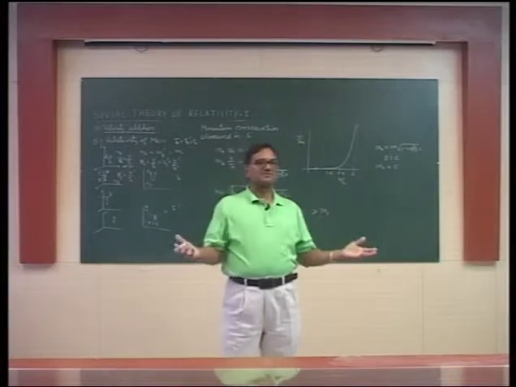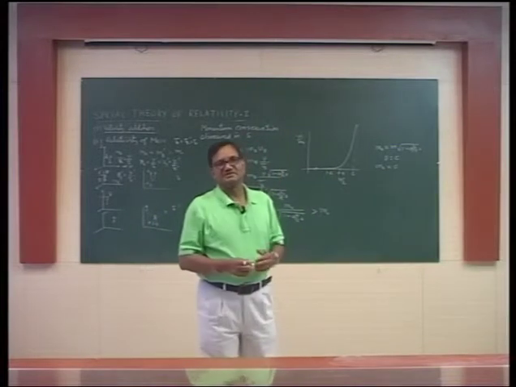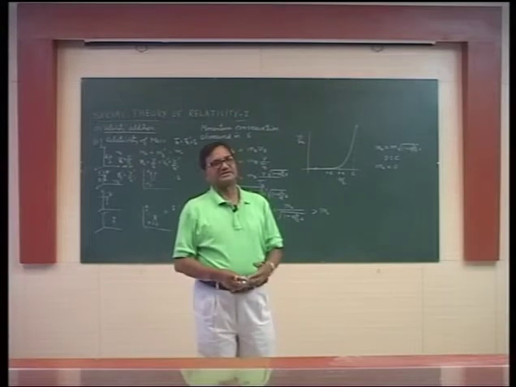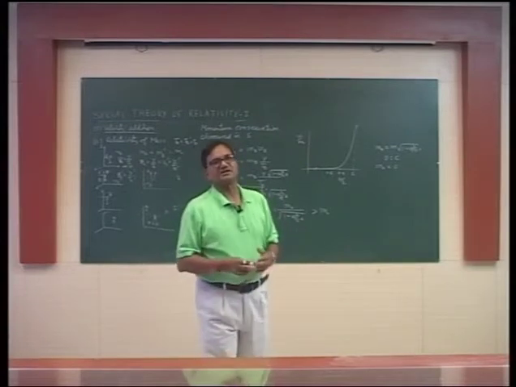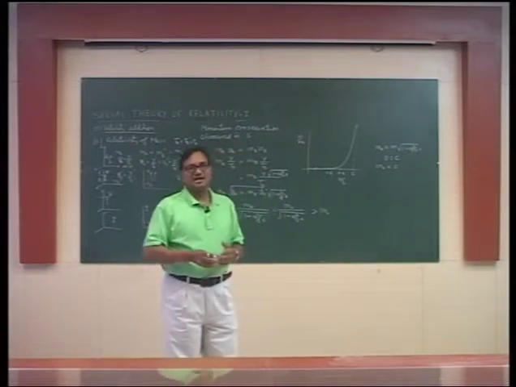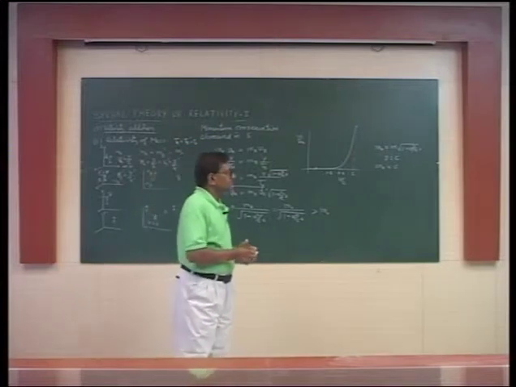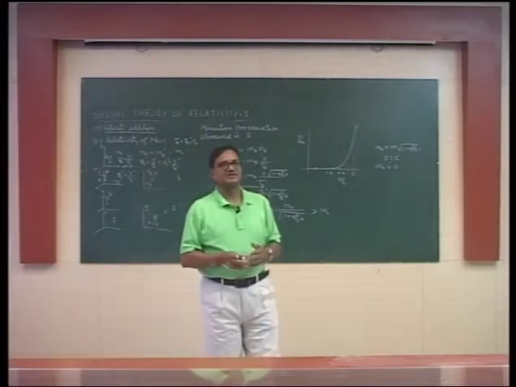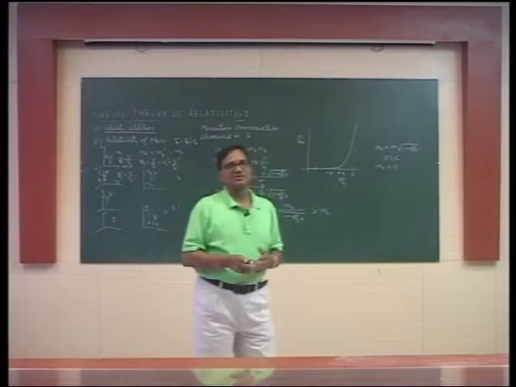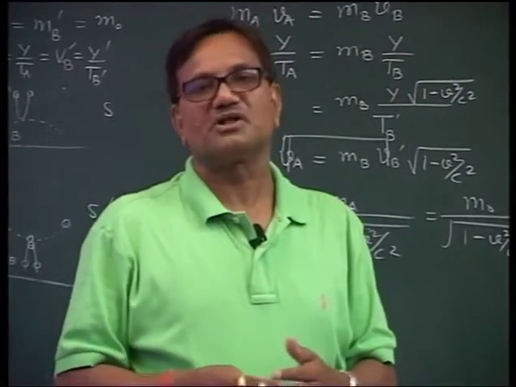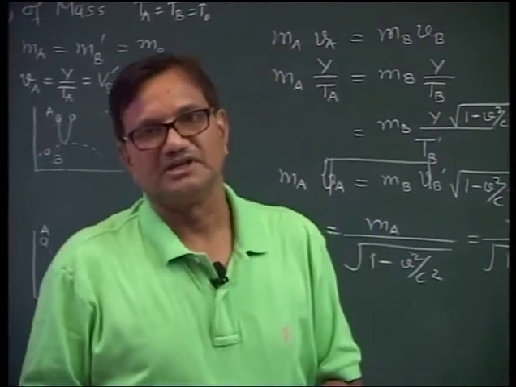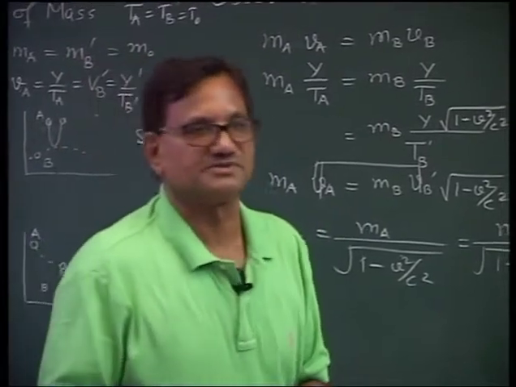The two examples which I can cite are, one is a photon that has a rest mass 0, another particle which is emitted in beta decay, that is neutrino. Neutrino also travels with c and therefore it has rest mass 0.